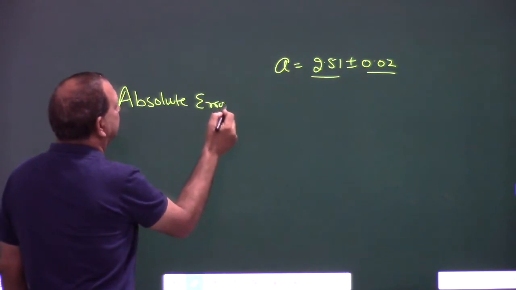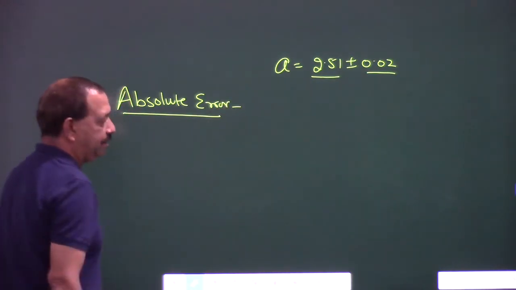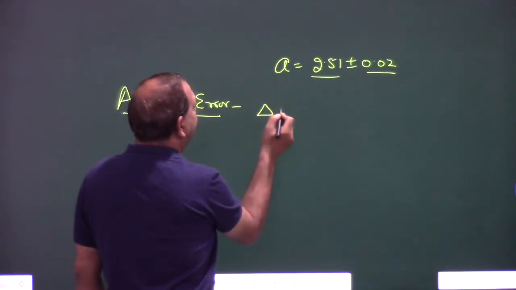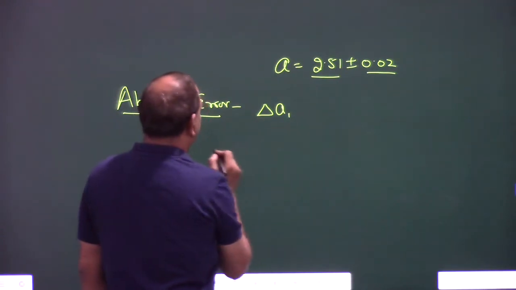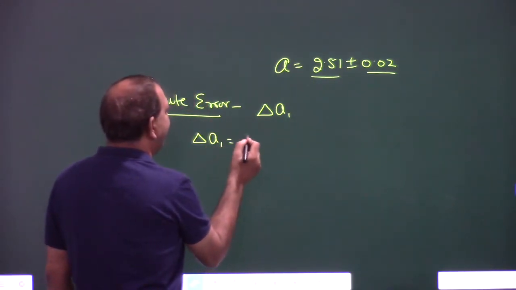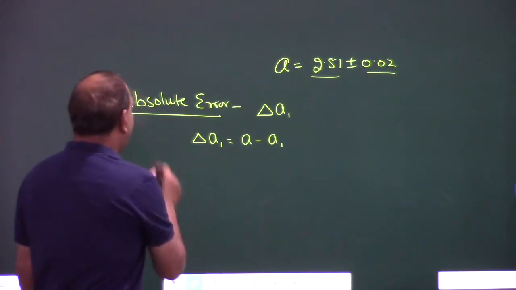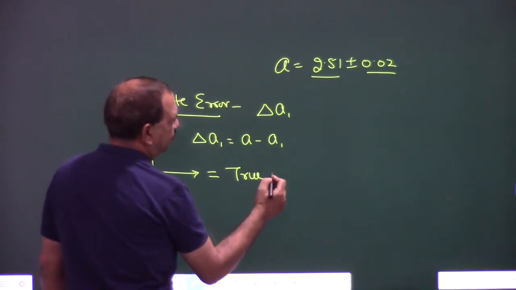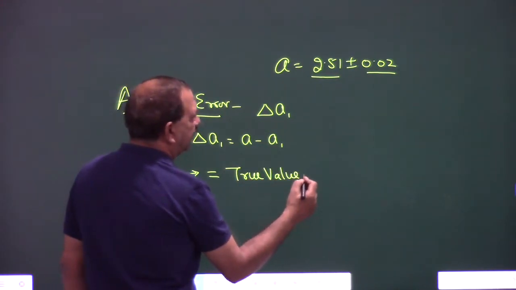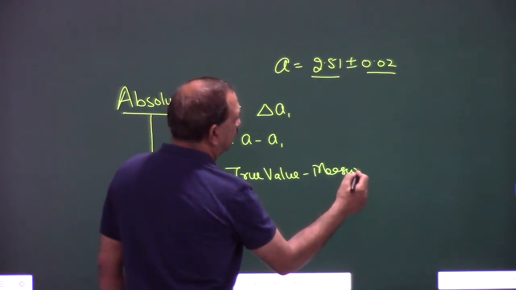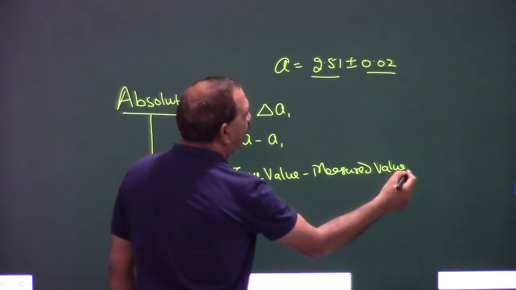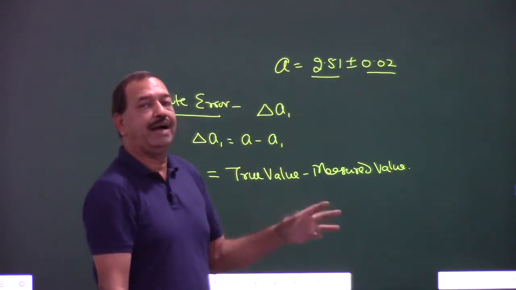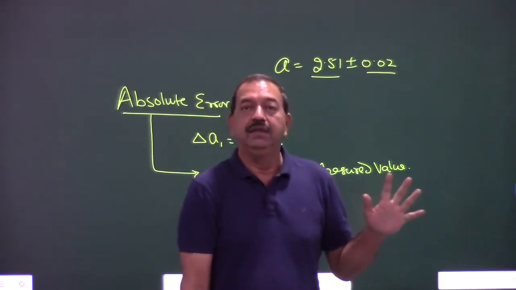Absolute error is what? The exact error in a measurement, as we did in the first experiment, delta A1, and this is equal to A minus A1. So absolute error equals true value minus measured value. So true value में से measured value को subtract कर देंगे तो absolute error आ जाएगी, right?